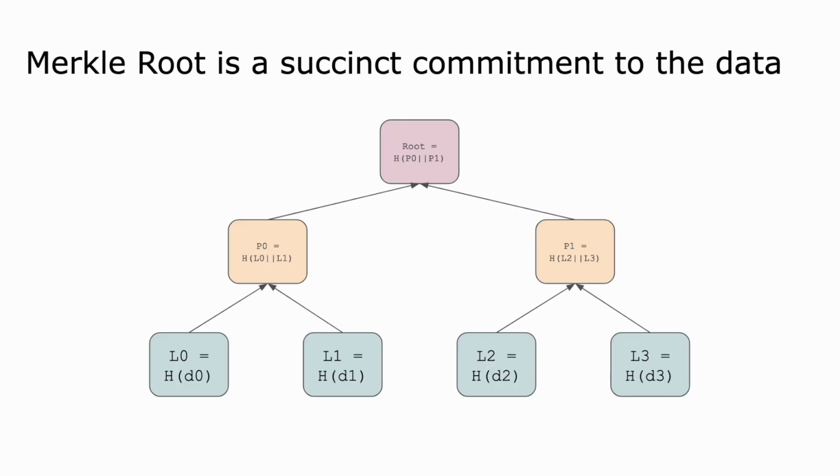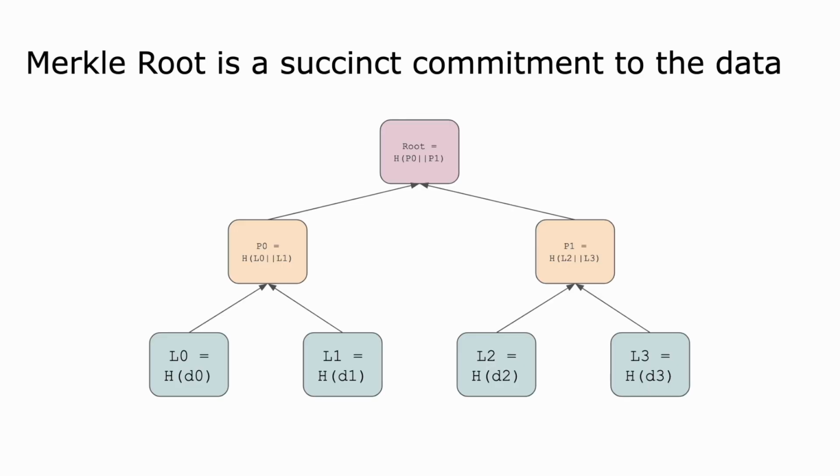If you look at protocols that involve Merkle trees, the roots are very important. So what is the significance of this Merkle root? It has some properties that are particularly useful. The first is that the Merkle root is a succinct commitment to the data. What does that mean? Let's go back to our picture.